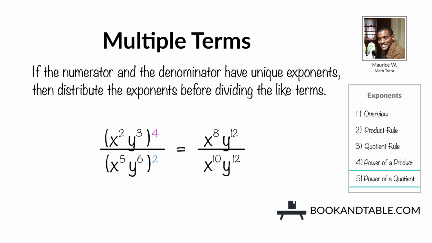Same thing with the y. Y to the 3rd to a power of 4. 3 times 4 would give you 12.